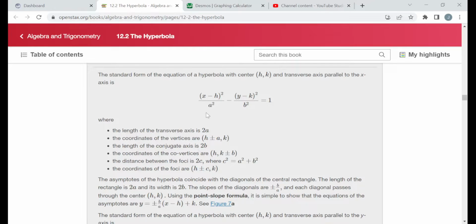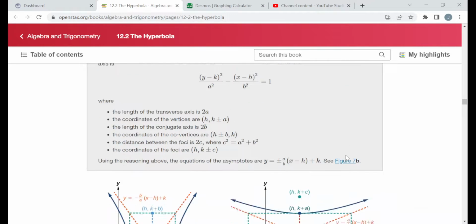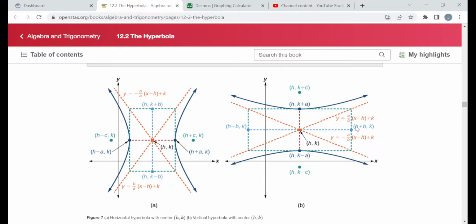That was when the transverse axis is horizontal. When the transverse axis is vertical, all that changes is that the x minus h and y minus k switch. So it's y minus k squared over a squared, minus x minus h squared over b squared, equals 1. In this case, the vertices are above and below the center, and the curves open up and down. That's this picture on the right, picture B.